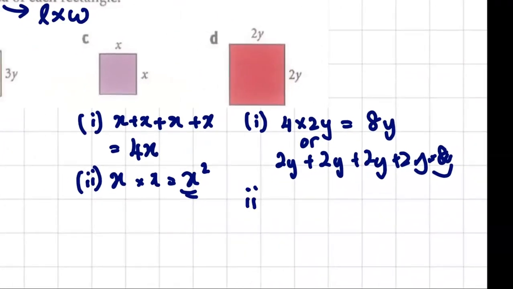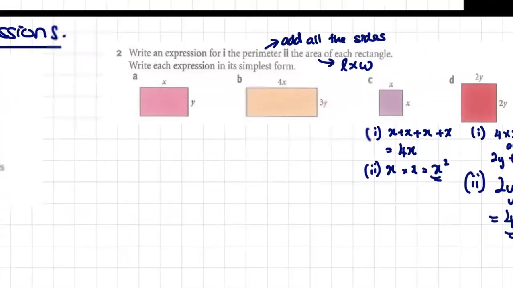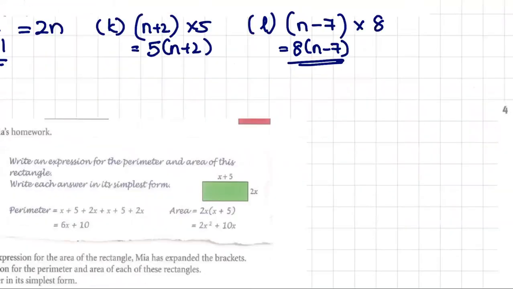Or you can go for area now. It's just 2y multiplied by 2y. 2 times 2 is 4. Y times y is y squared. So that concludes A, B, C, D for question 2. Let's look at question 3.